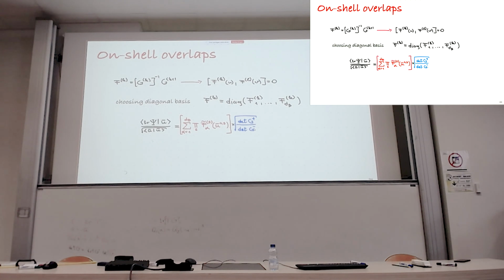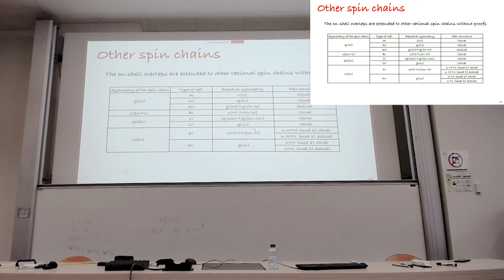So now it's not a factorized form, but a sum of the previous expression. And there is also an additional normalization which comes from the norm of the beta state. So this is the final formula, which works for every GLN integrable matrix product state. And I also extended these formulas for other rational spin chains.